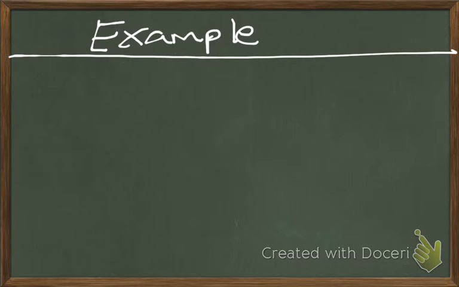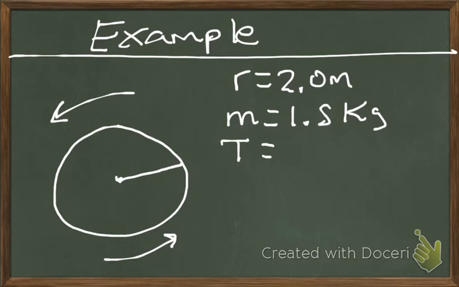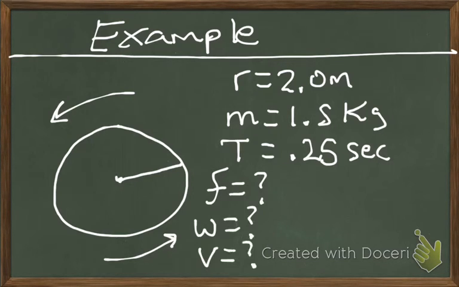Alright, so now let's do an example so we can see how we can actually calculate all this stuff. We have an object moving in uniform circular motion with these values. The radius is 2, the mass of that object is 1.5, and the period is 0.25 seconds. We're going to calculate every single other thing possible. We're going to find the frequency, the angular velocity, the linear velocity, or the speed, centripetal acceleration, and centripetal force.